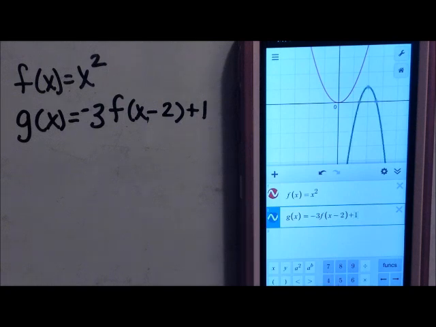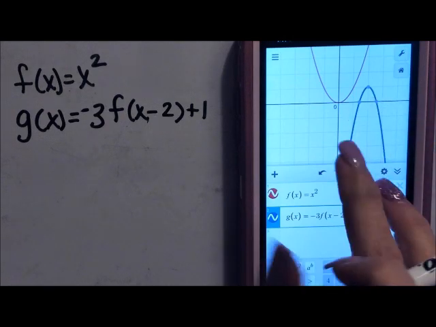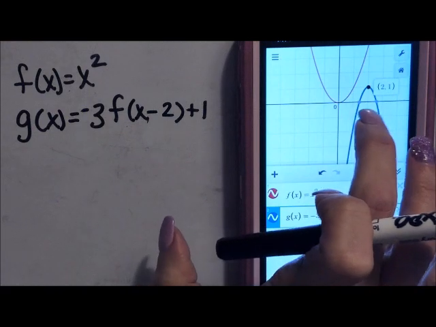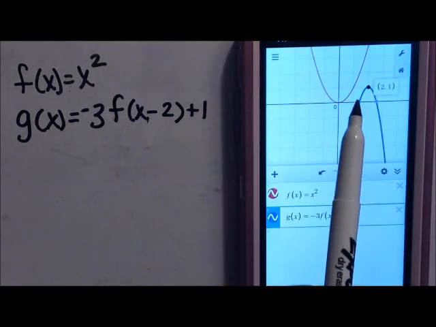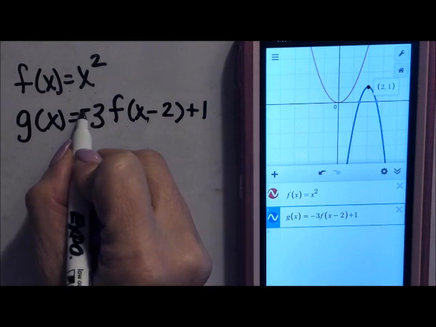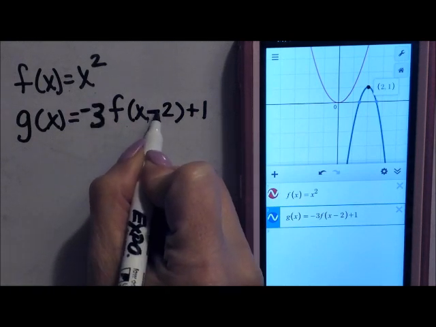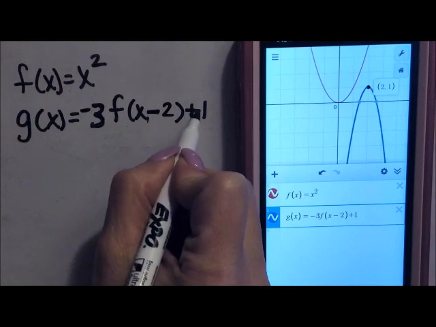So what all happened? Well, it reflected for one. It flipped. It got more narrow. It moved over to the right 2, but then it also moved up 1. 4 transformations. It reflected. It got more narrow. It moved to the right 2, and it went up 1.